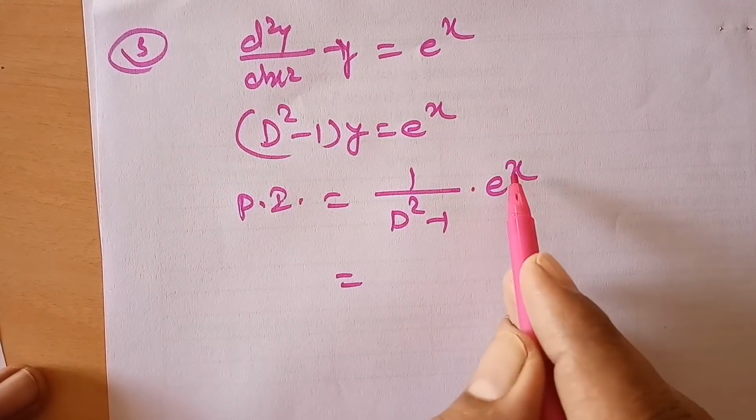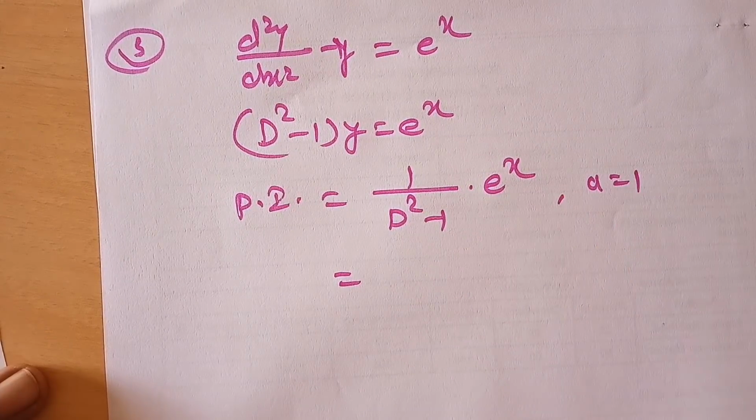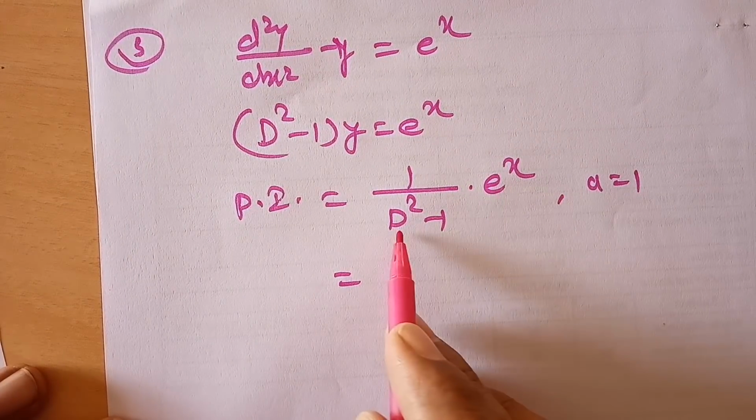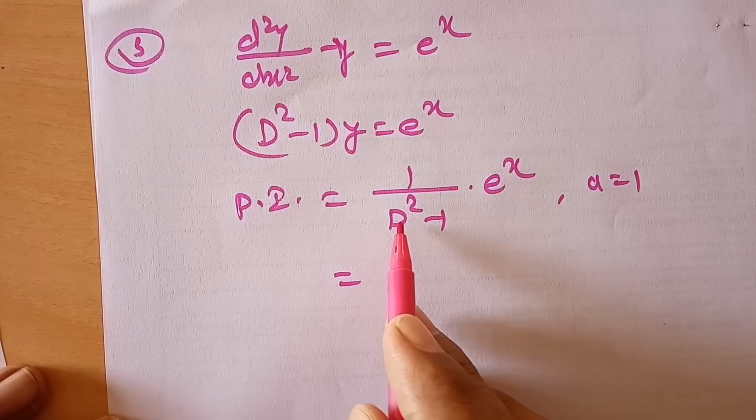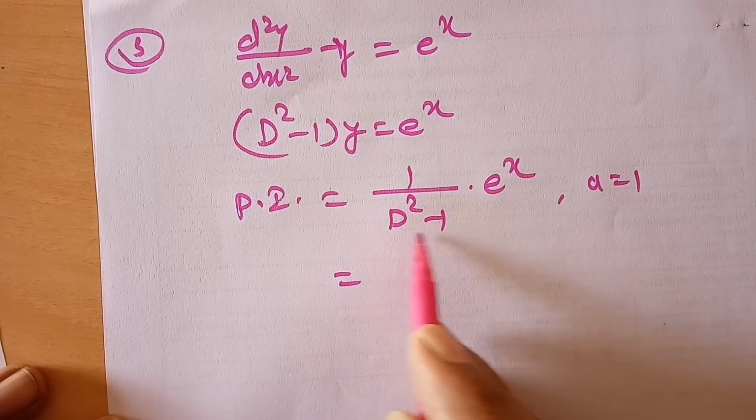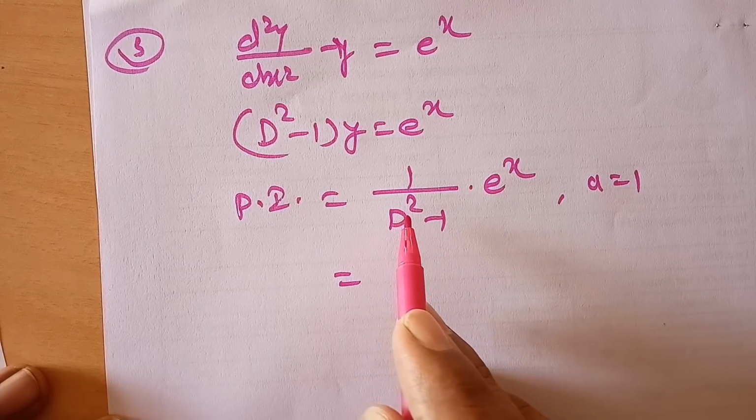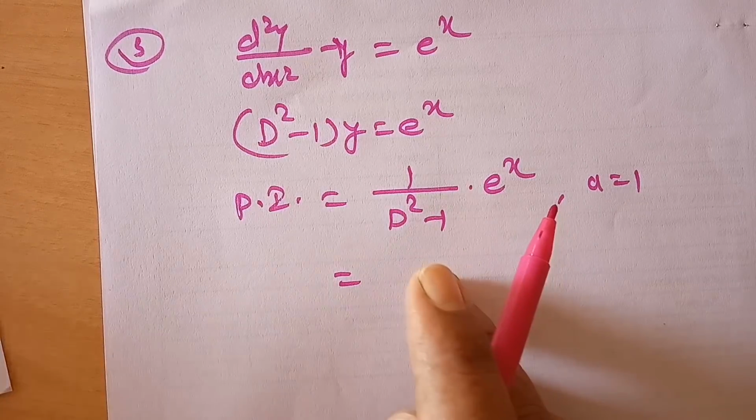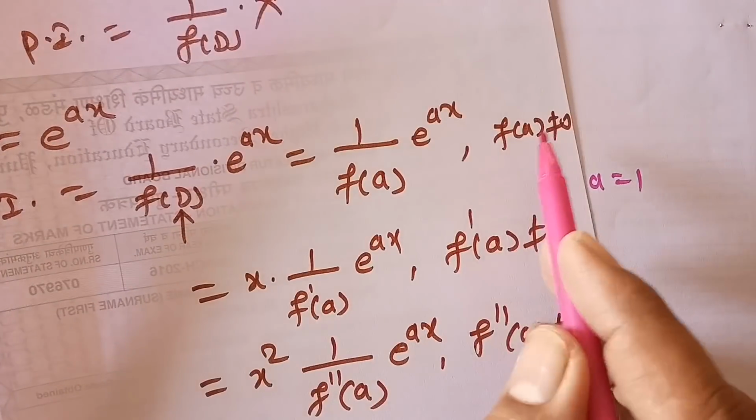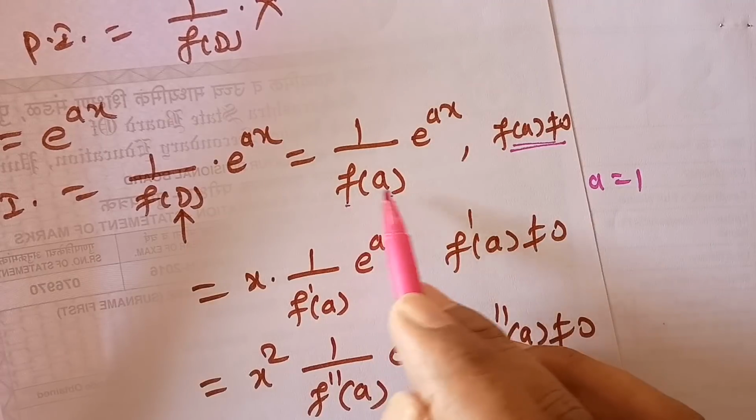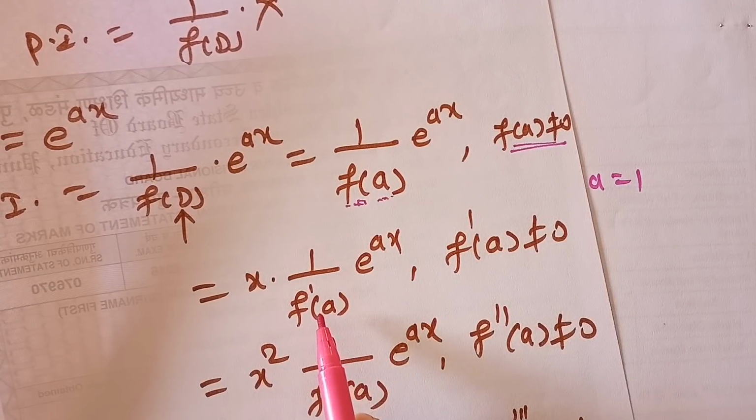Here, what is the value of a? a is equal to 1. This is constant a. If I put a here, this becomes 1 squared minus 1, and the total denominator becomes 0. If the denominator becomes 0, then we have this method to find out the particular integral. This f of a is 0, then we have to go through this part.